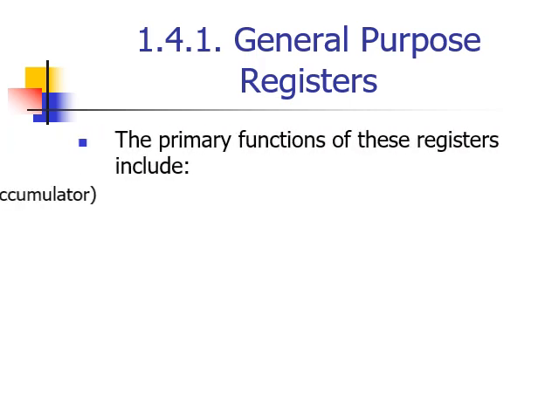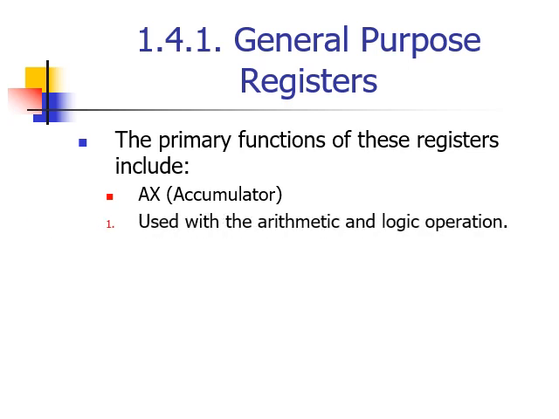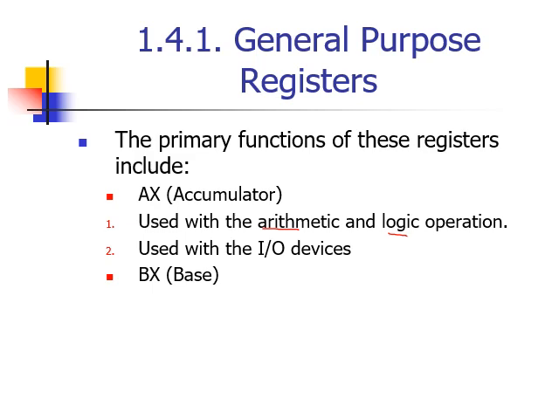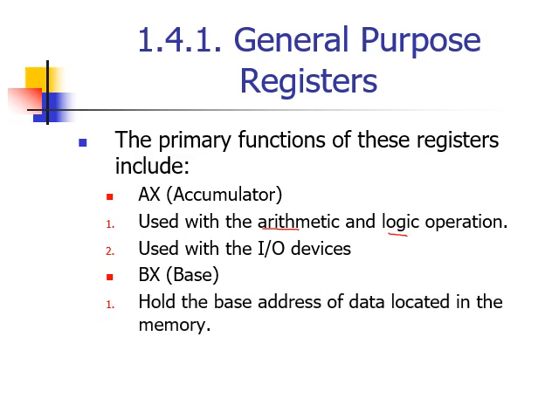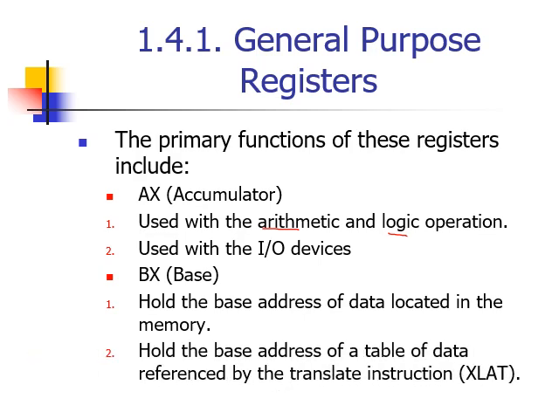What are the functions of each of these registers? Where can we use them? AX is the accumulator. It is used, as the name reflects, to accumulate data in. Whenever you do arithmetic or logic operations, the result is placed in AX. And if you are sending data outside your microprocessor or bringing data in, this has to go through AX, an I/O device. BX is the base register. It holds the base address of a memory location, or if you're dealing with an array of data, the beginning address of the array is also placed in BX.